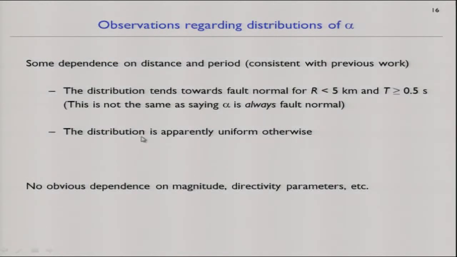Outside of 5 kilometers or at short periods, the distribution of these orientations appears to be uniform over all possible orientations. Okay, magnitude didn't appear to be important. Directivity parameters, we couldn't find any strong distinctions there.